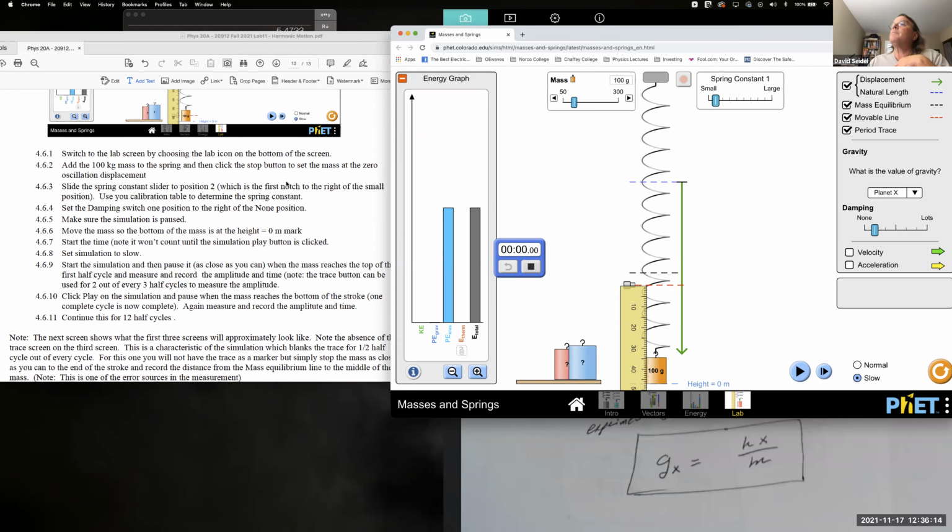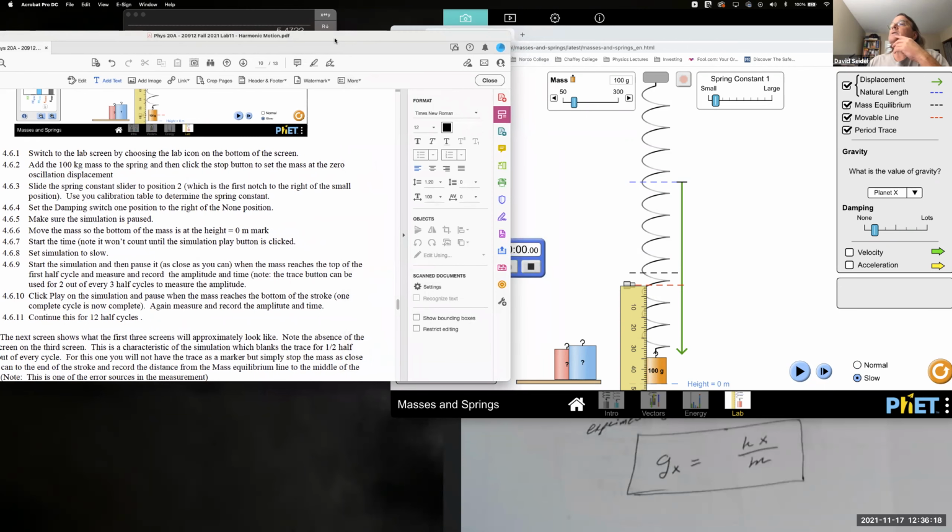Start the simulation and pause it as close as you can to when the mass reaches the top of the first half cycle. So one cycle's up and back. Half cycle is up and down, is just up. The top of the first half cycle. Measure and record the amplitude and time.